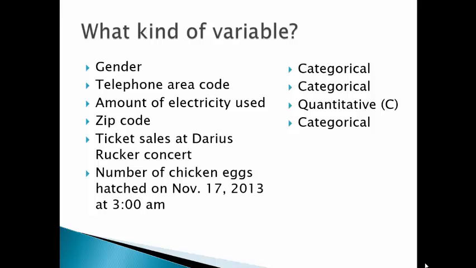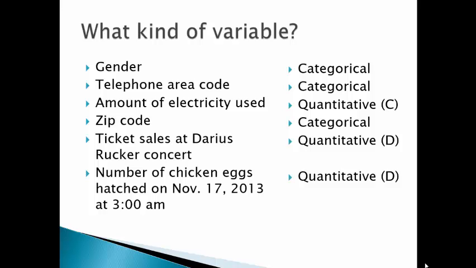Ticket sales at a Darius Rucker concert. Well, that's a quantity. And this would be a discrete quantitative because you can sell 1 ticket, 2, 3, 4, 5, 6, but there's no way to sell 7.82 tickets. So that's a discrete quantitative value. The number of chicken eggs that will hatch on November 17, 2013 at 3 o'clock in the morning. Well, that's quantitative again, and it's discrete. It's countable. You can't have 6.28 chickens hatch.